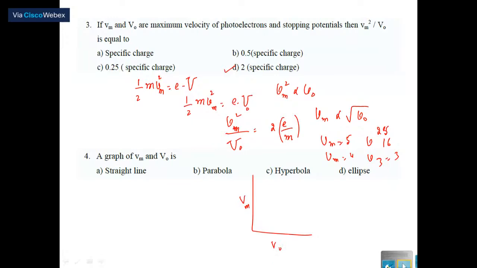So Vm is, let us say this is 5, 10, 15, 20, and 25. And this is again 5, 10, 15, 20, 25. Look at this. When V naught is 25, this is the value. And what is the Vm value? Well, that is 5. Vm is equal to 5.